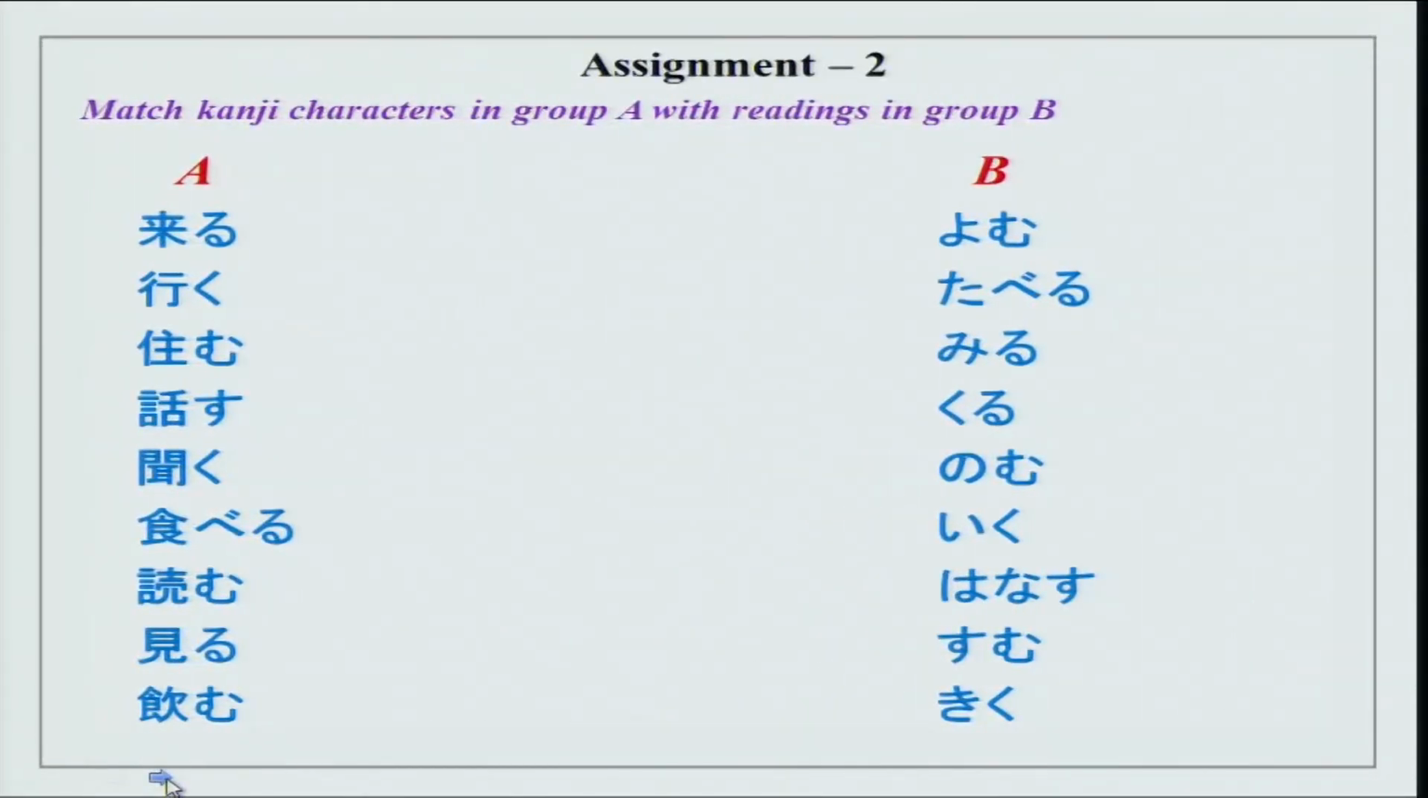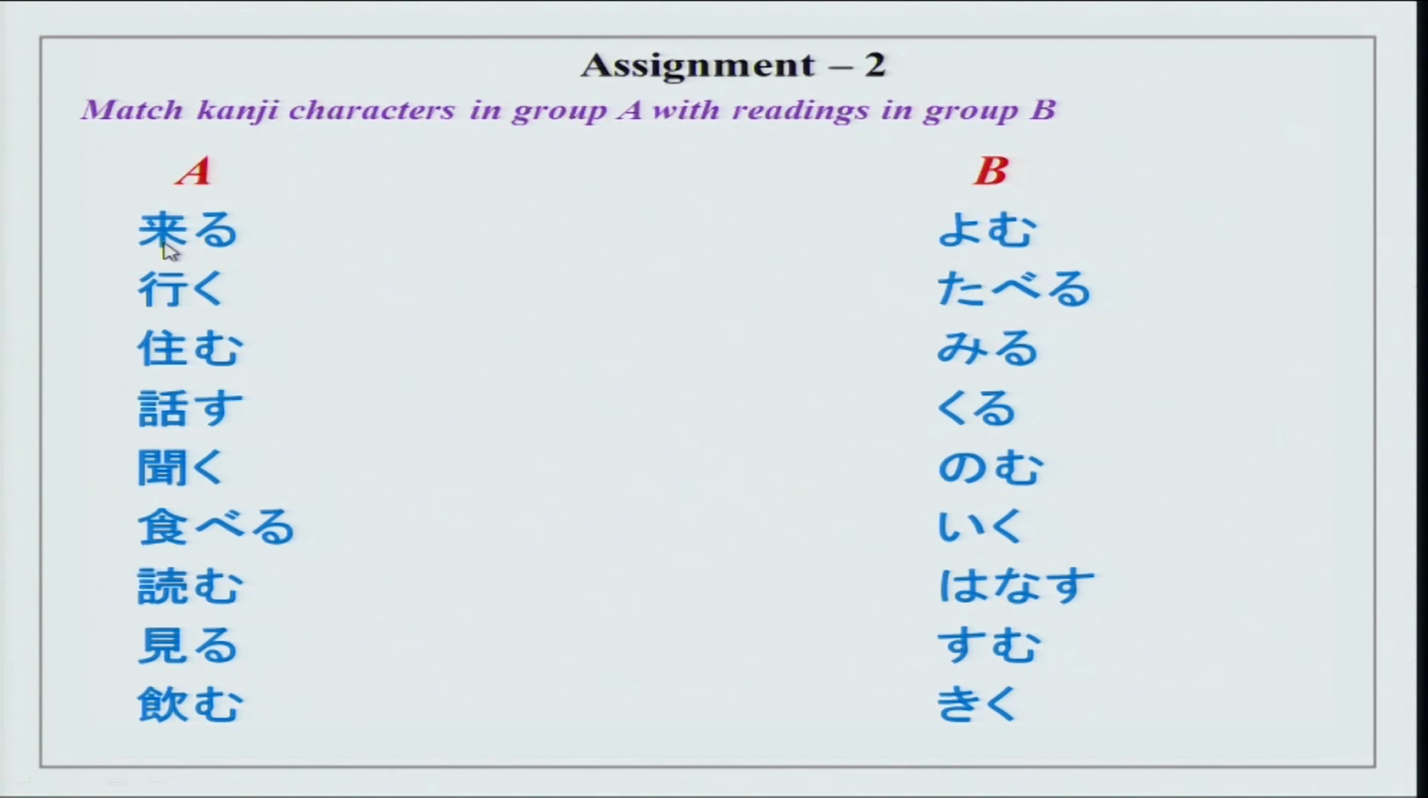Then we again have kanji characters here in group A and some hiragana written over here in group B. Group A is verbs. You can see the verbs over here. The kanji is here, and of course, as we have hiragana after the verb to show us the tense, we have the hiragana written over here.